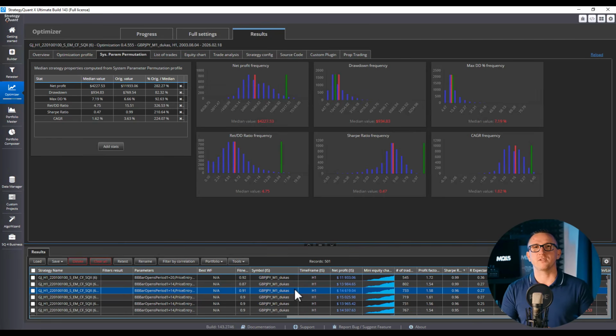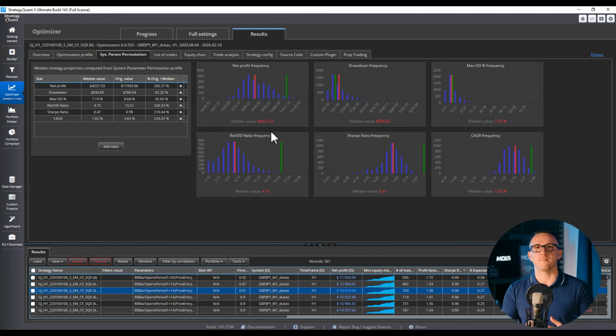Now let's talk about System Parameter Permutation, or SPP. This method takes things even further. When StrategyQuant builds a strategy, it searches for parameter values that fit historical data. That is normal. That is how data mining works. But fitting the past does not guarantee future performance. SPP says that instead of trusting the single optimized backtest, you should evaluate the median performance across all parameter combinations.